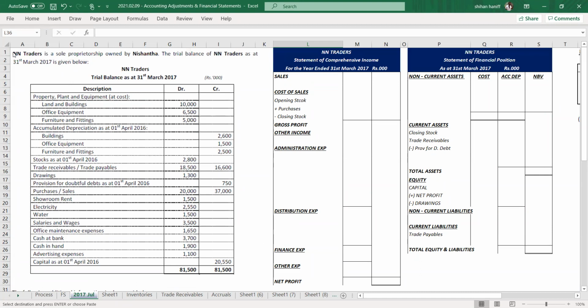So the question is, NN Traders is a sole proprietorship owned by Nishant. The trial balance is given: PPE, accumulated depreciation, stock 1st of April, trade receivables, payables, drawings, provision for doubtful debt, purchases, sales, showroom rent, electricity, water, salaries and wages, maintenance expense, cash at bank, cash in hand, advertising, capital 1st April 2016. So these are the balances from the trial balance.